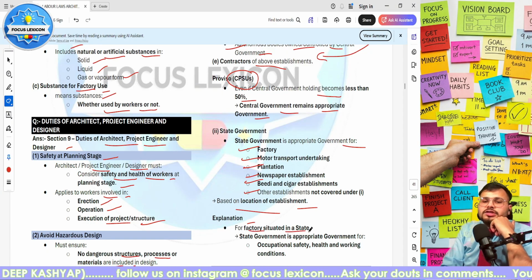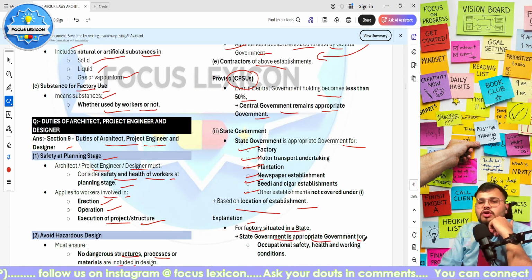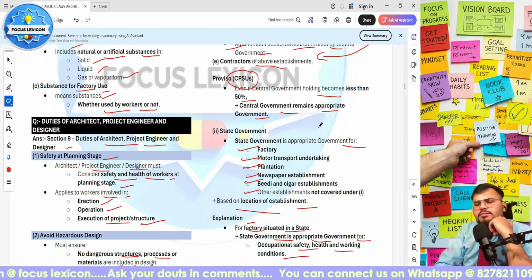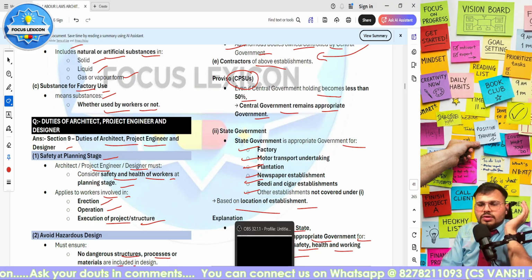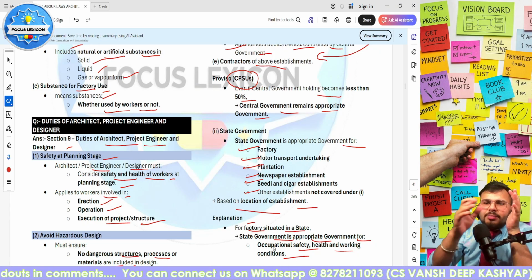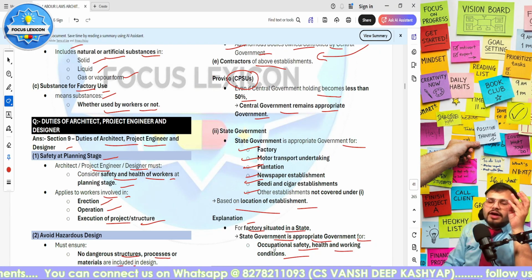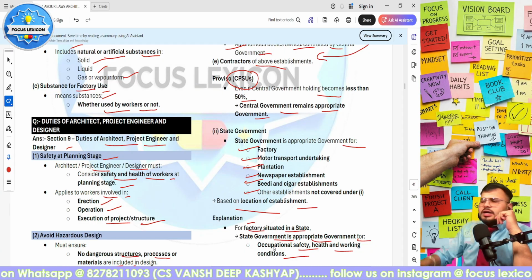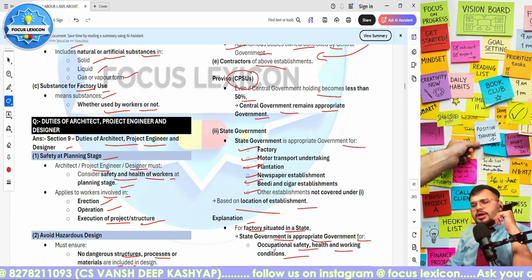Explanation: for a factory situated in a state, the state government is the appropriate government for occupational safety, health and working conditions. For any factory, it's very simple. If you want to understand it as a formula, all the private organizations, your factory, your mine, any business or industry which are covered under any state, the state government is the appropriate government for them.